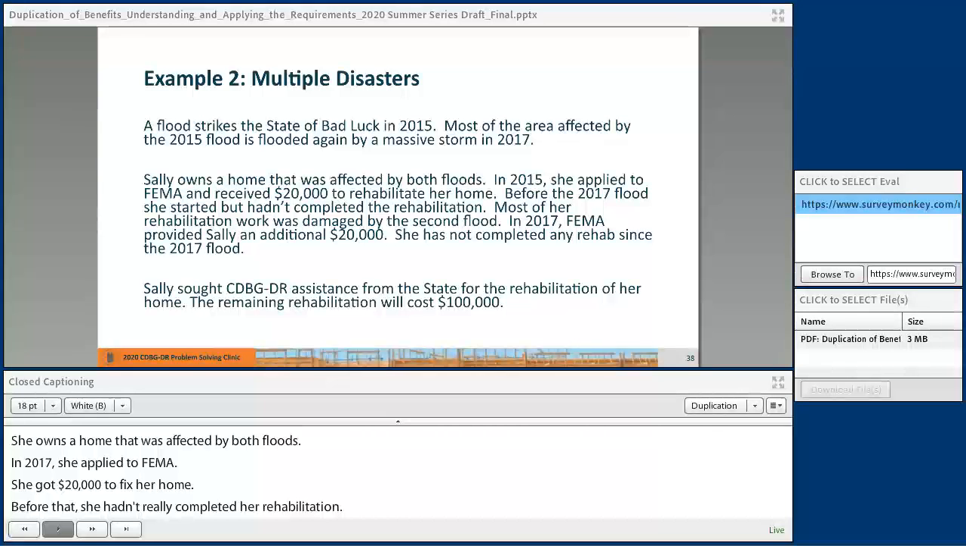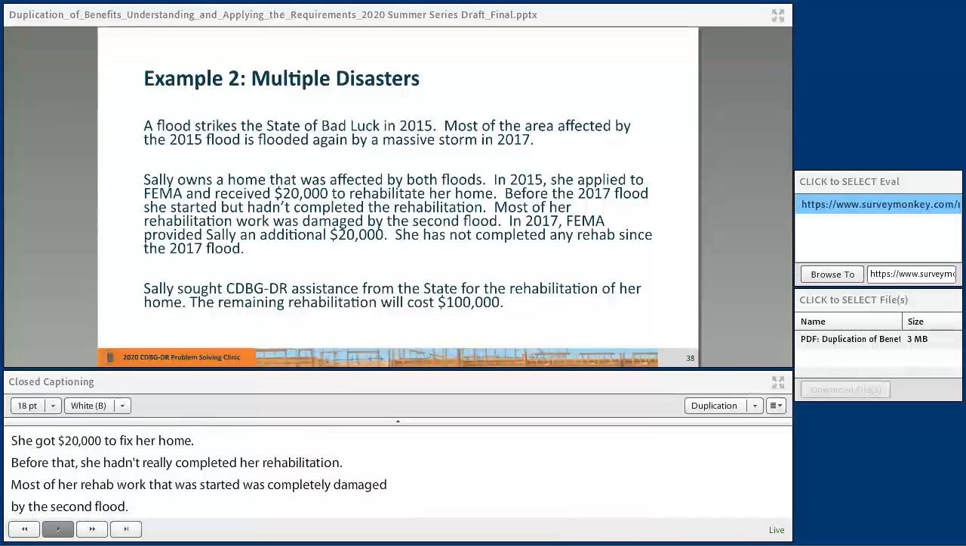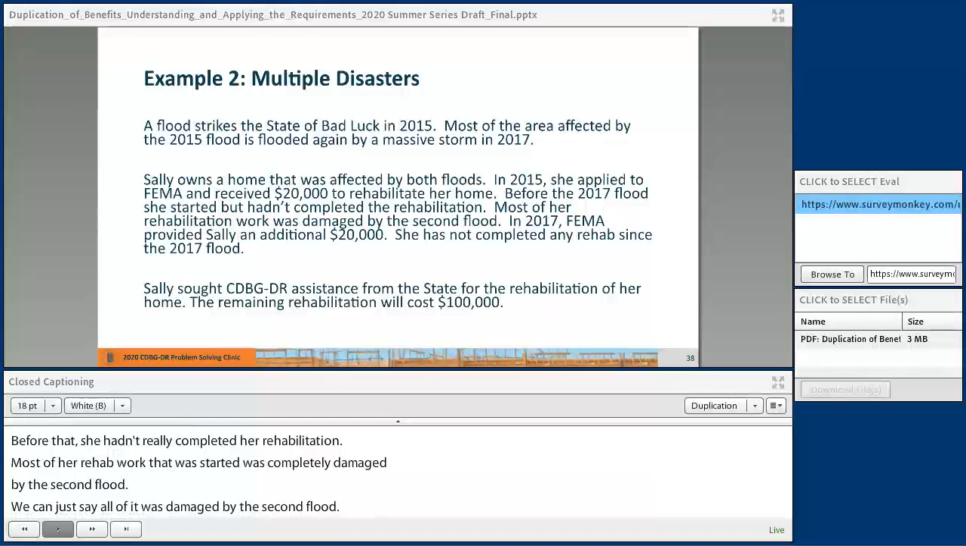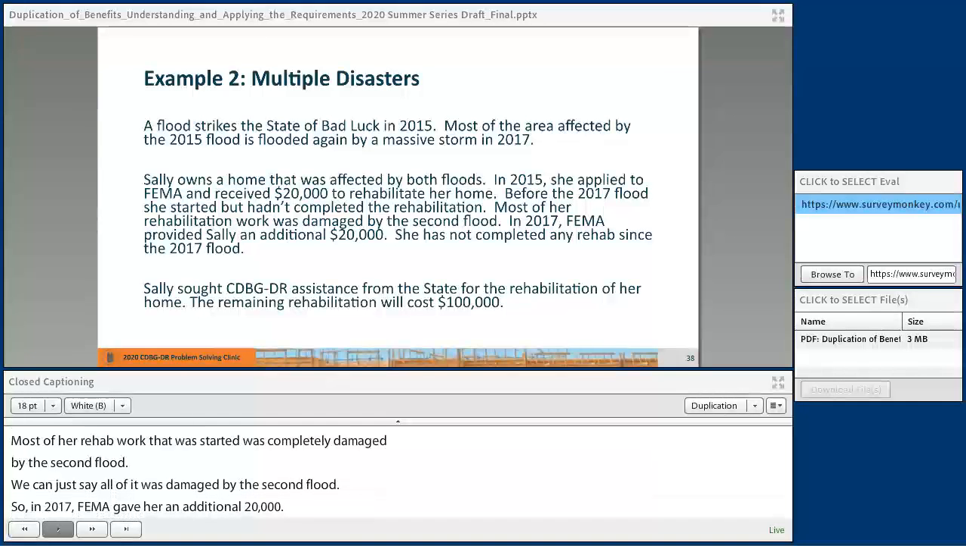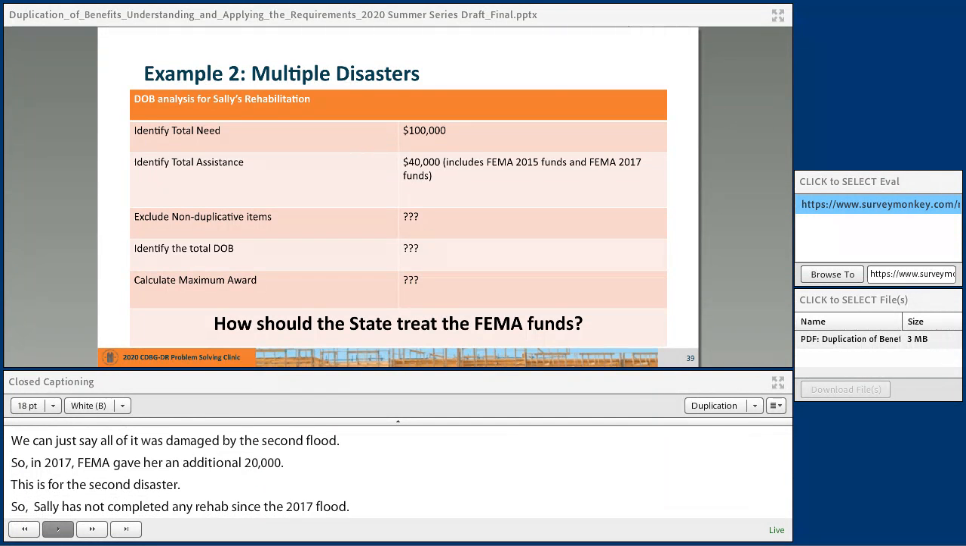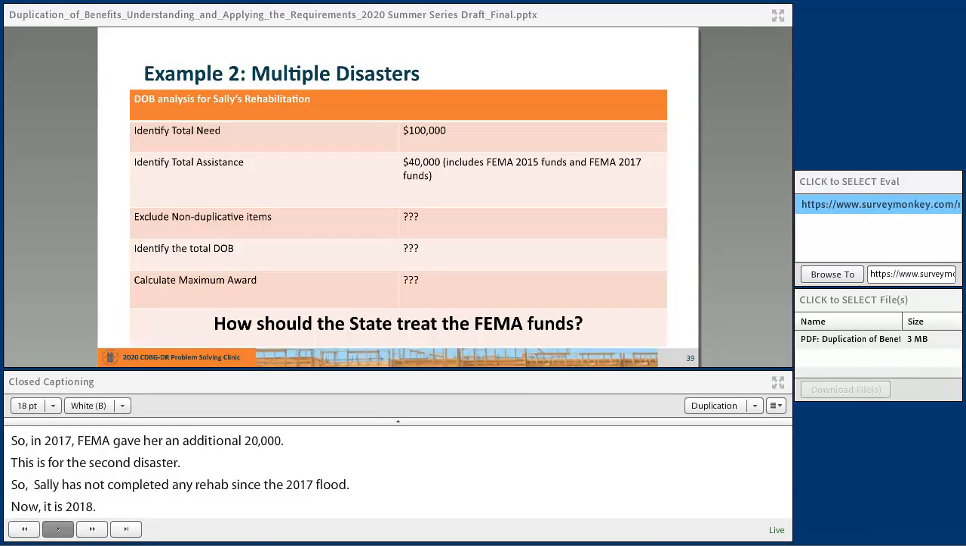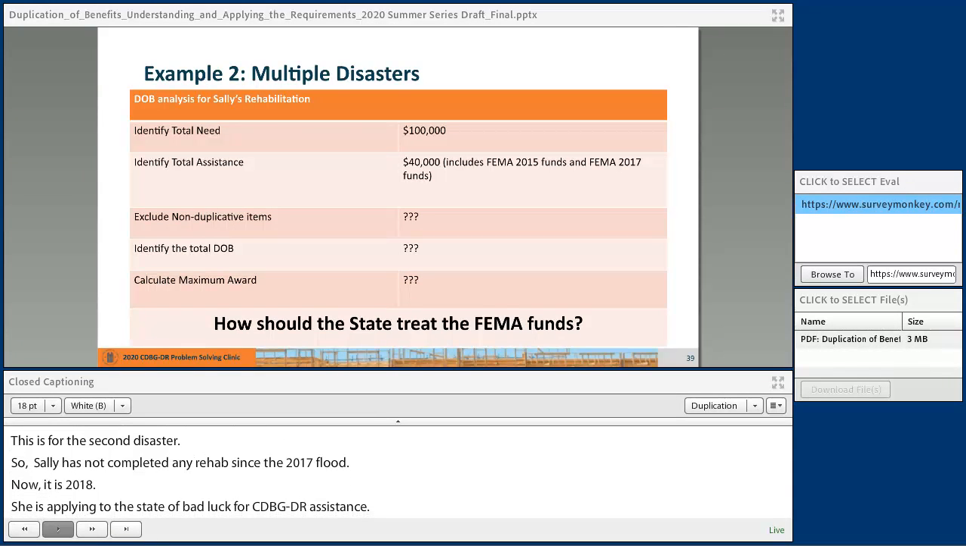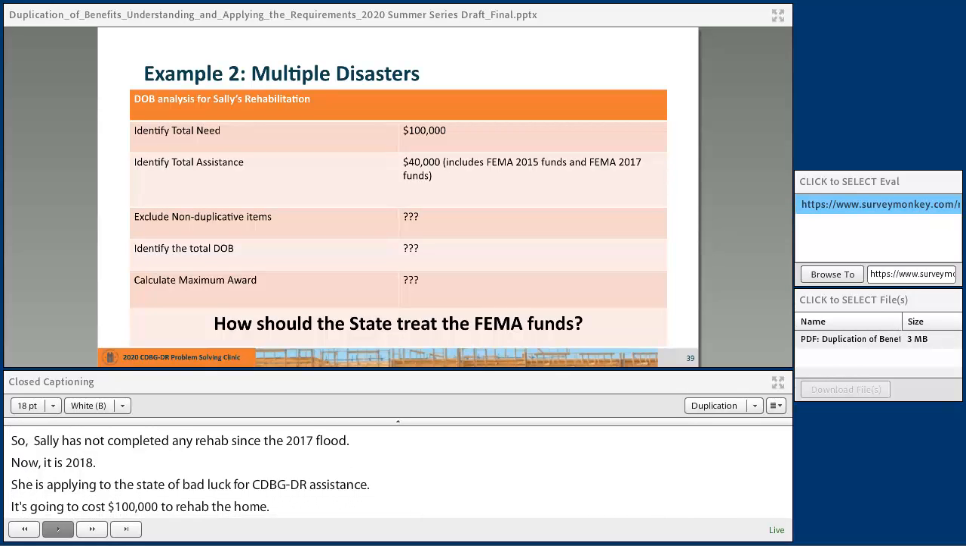And so in 2017, FEMA gave Sally an additional $20,000. This is for the second disaster. So Sally hasn't completed any rehab since the 2017 flood, and now it's 2018, and she's applying to the state of bad luck for CDBG-DR assistance, and it's going to cost $100,000 to rehab the home. Here the need is $100,000. Total assistance here includes both the FEMA 2015 funds and the FEMA 2017 funds, so $40,000.